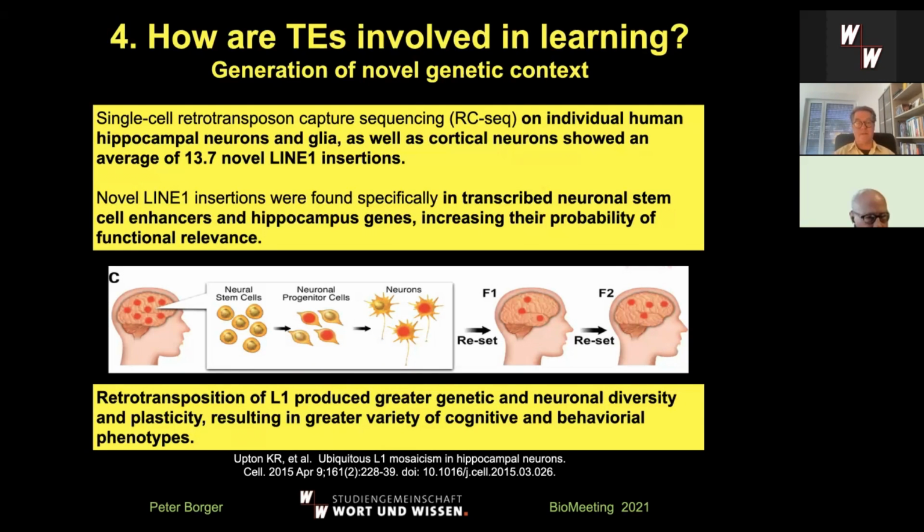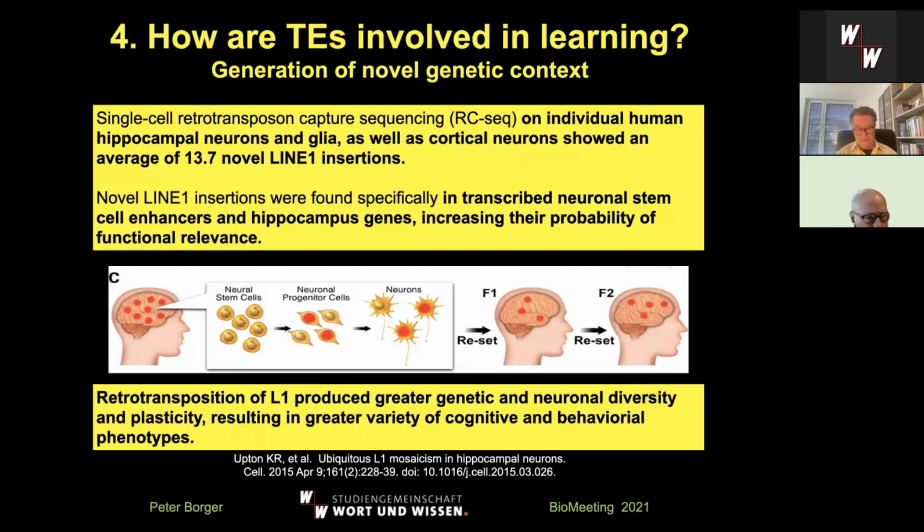And these must be novel insertions, and they are in very specific places also. Specifically, they were transcribed in neural stem cell enhancers and in hippocampus genes. This made these researchers suspicious that they must have some sort of role in learning processes. And in Drosophila and in mice, for instance, they found that it was related to a greater variety of cognitive and behavioral phenotypes.